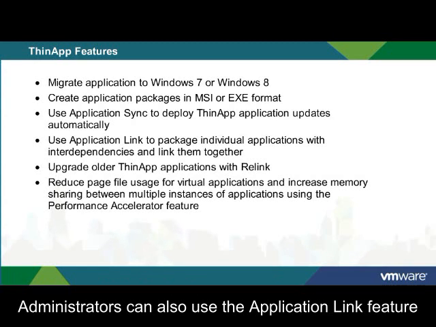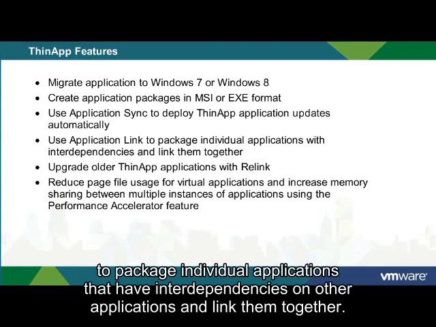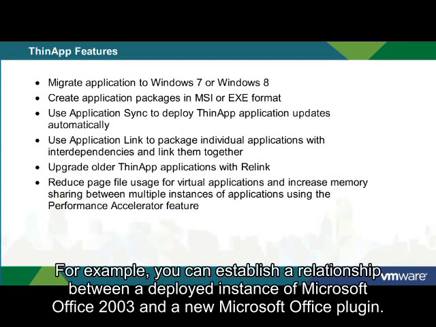Administrators can also use the Application Link feature to package individual applications that have interdependencies on other applications and link them together. For example, you can establish a relationship between a deployed instance of Microsoft Office 2003 and a new Microsoft Office plugin.